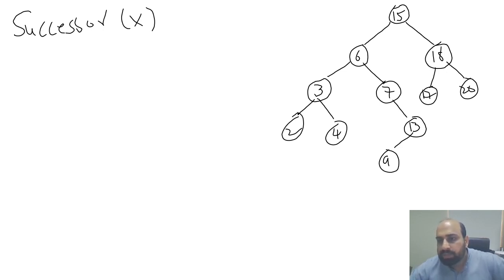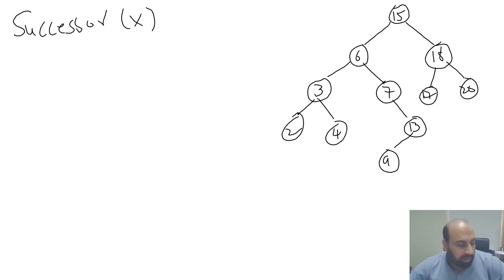15. So what's the successor of 15? The right subtree of 15 exists. So the minimum element from the right subtree, that is 17. 17 is the successor of 15. Clear? Now, what happens if the right subtree of that node is not present? Then there are two cases.